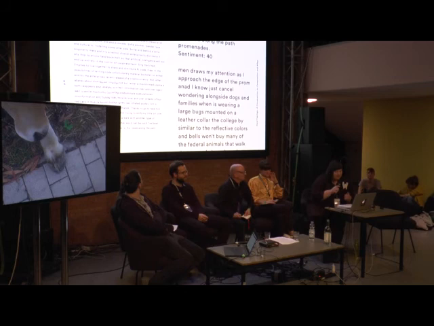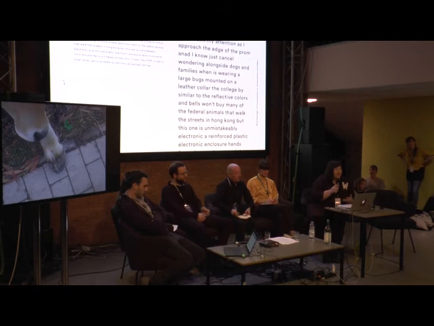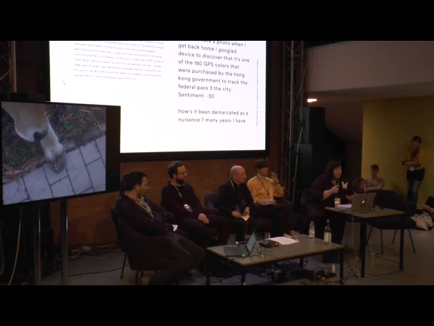I take a photo, and when I get back home, I Google the device to discover that it's one of 180 GPS collars that were purchased by the Hong Kong government to track the feral cows through the city. And these feral cows had been demarcated as a nuisance. So for many years, they had just been going about their business, but at this point had become recognized as a kind of nuisance that needed to be dealt with. A particularly what we might think of as a hard feeling of relation towards these cattle that roam the streets.